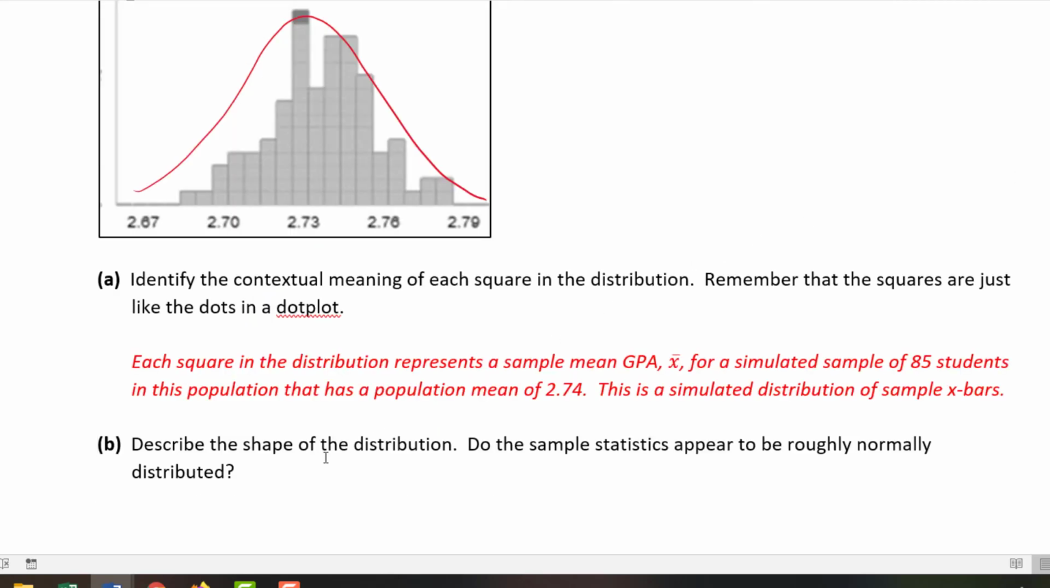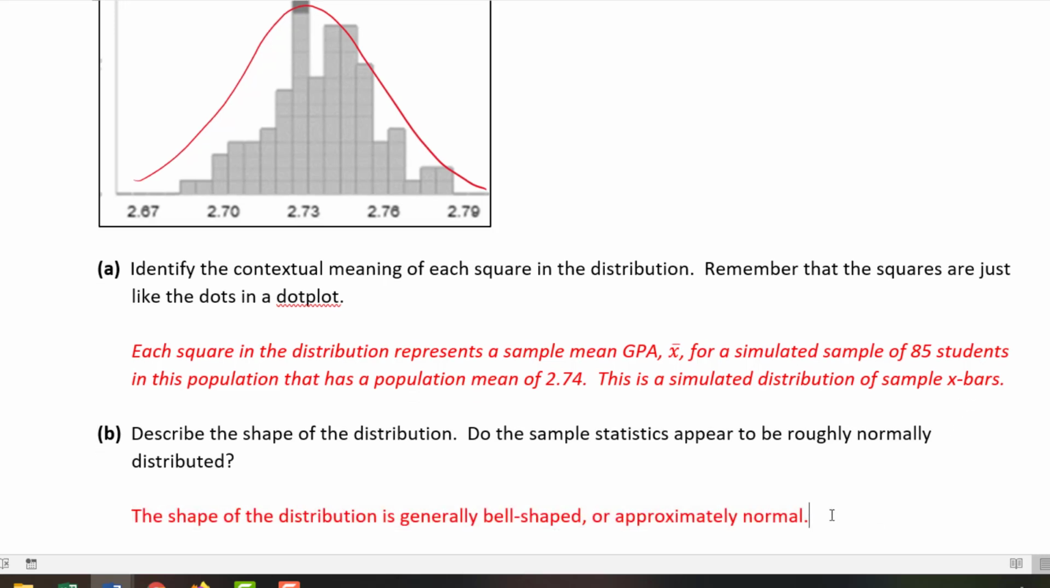The next question asks us to describe the shape of the distribution and asks if our sample statistics appear to be roughly normally distributed. And as I said a moment ago, it does appear to have that normal shape to it. It is bell-shaped, right, with the peak in the middle around 2.74, that population mean.